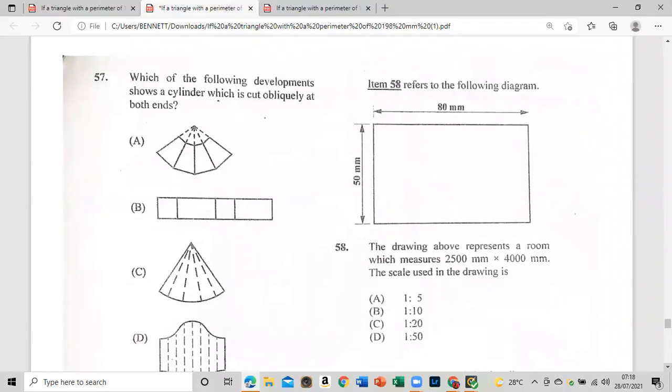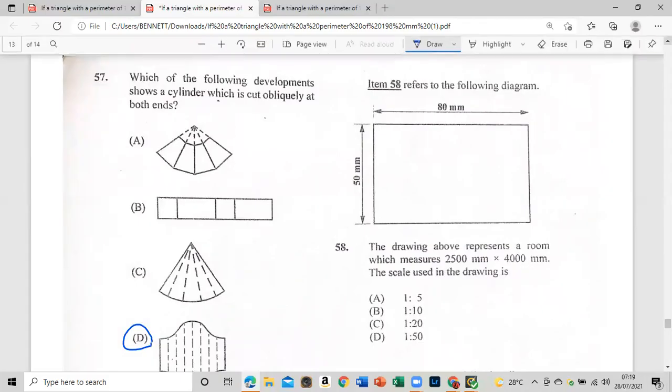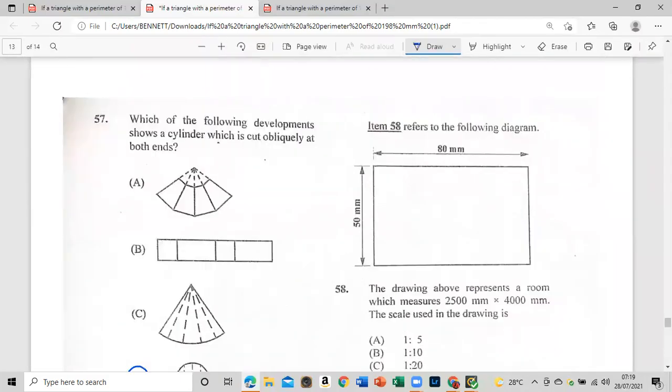57, which of the following developments shows a cylinder which is cut obliquely at both ends, and that would be D. I'm a bit disappointed. Just jump right to 57.